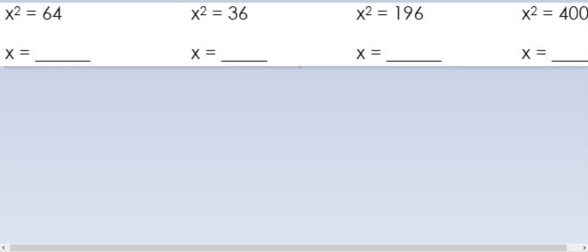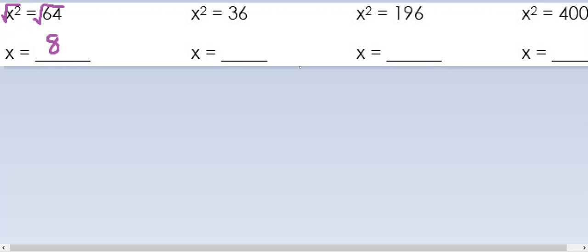So I know that we just talked about that squaring a number is the opposite of taking the square root, and we undo squaring a number by taking the square root. So if I have x squared, I undo it by doing the square root. And whatever I do to one side, I have to do to the other side. And the square root of 64 is 8.